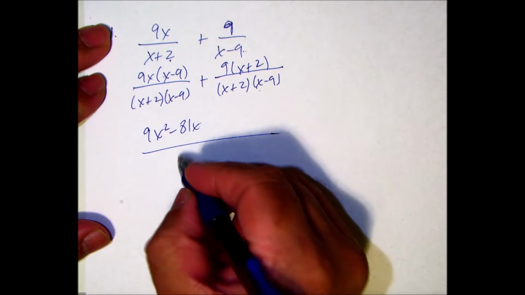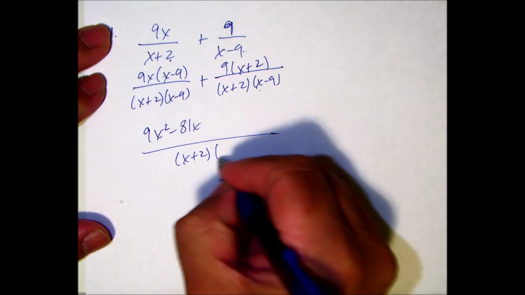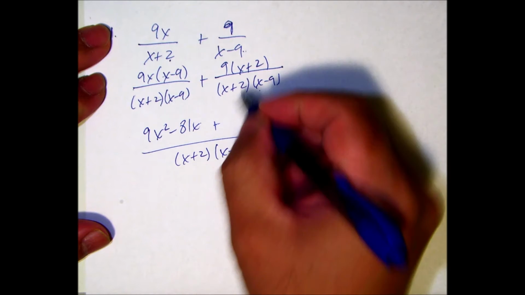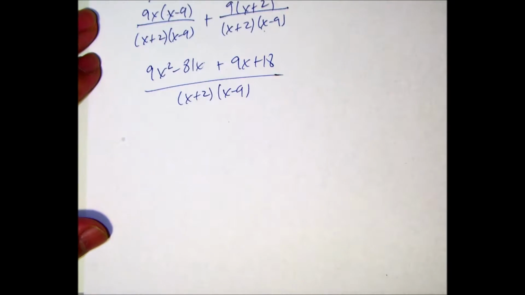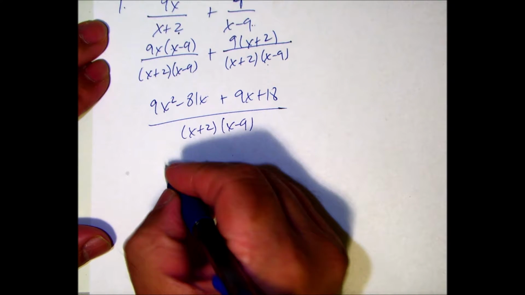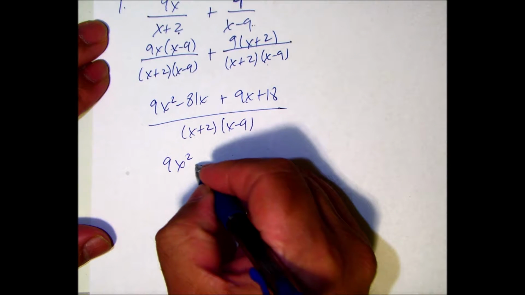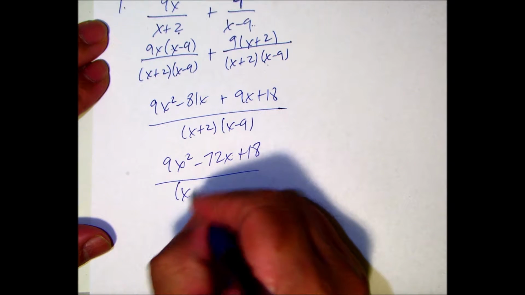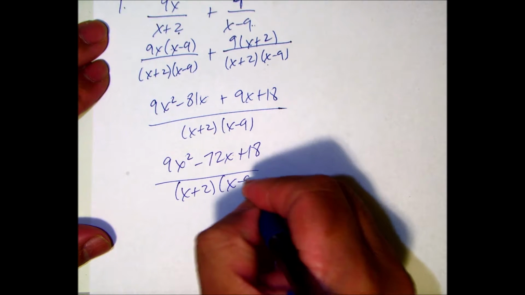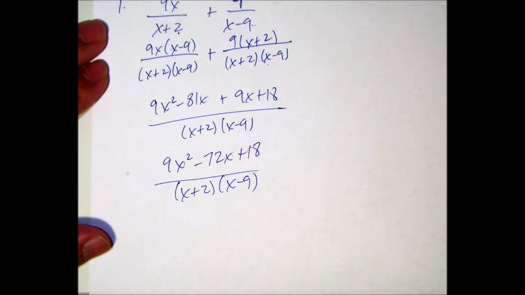And since it's over the same denominator now, I'm going to go ahead and combine them. Plus, distribute that, that's going to be 9x plus 18. All we do now is combine like terms. So it's 9x squared minus 72x plus 18, over x plus 2 and x minus 9. Okay, I understand that some people may require you to multiply that out. I prefer the factored form, so you can just leave it just like that.